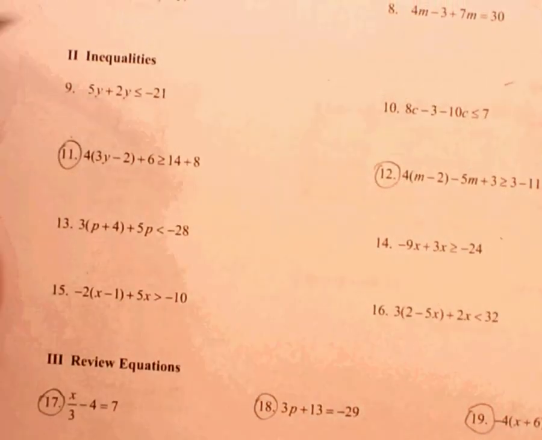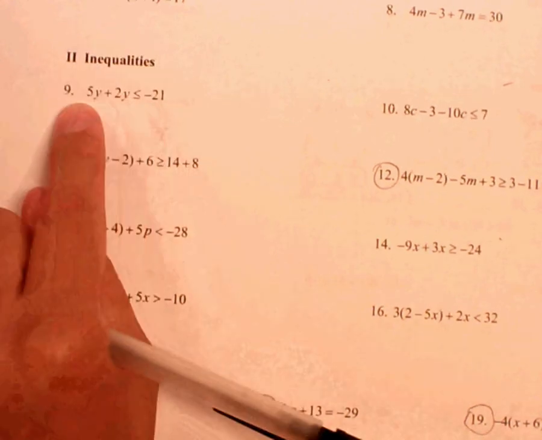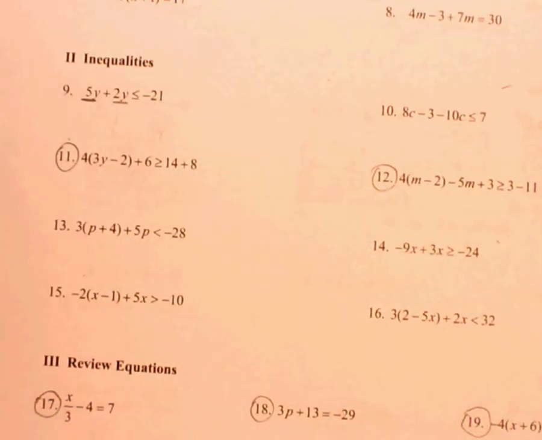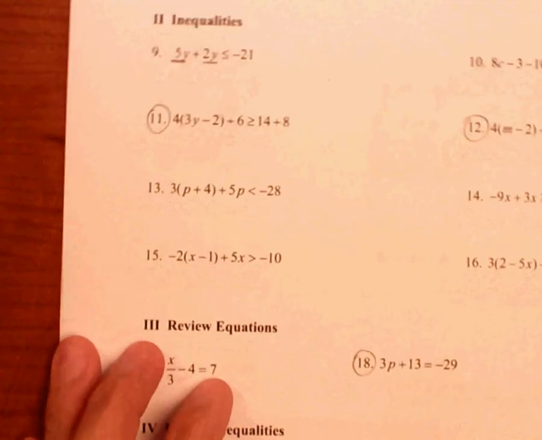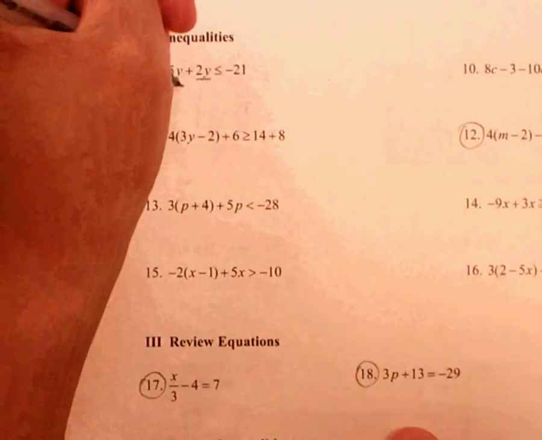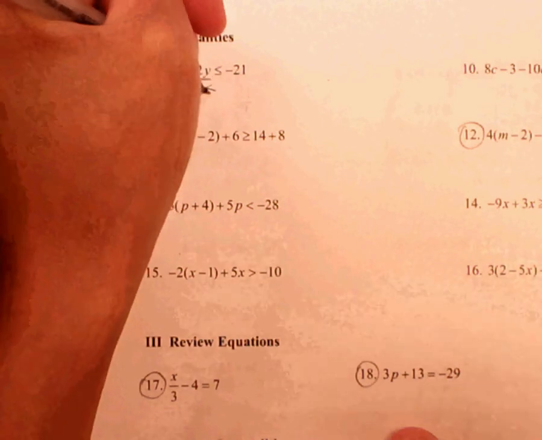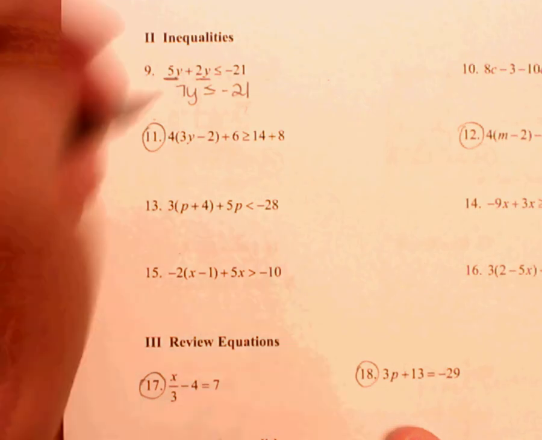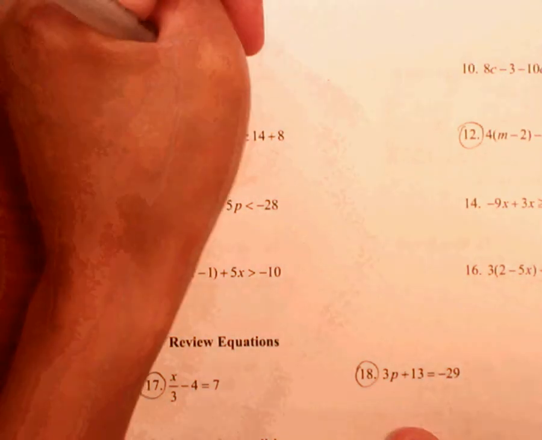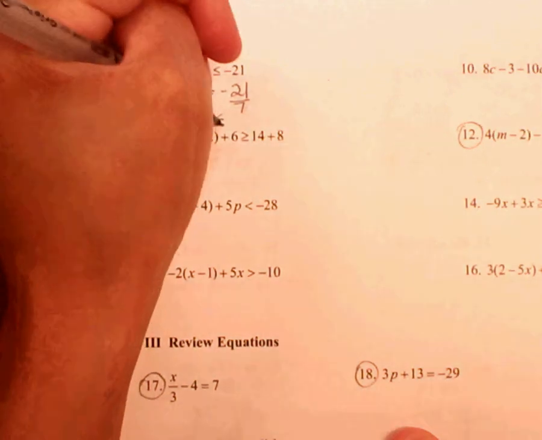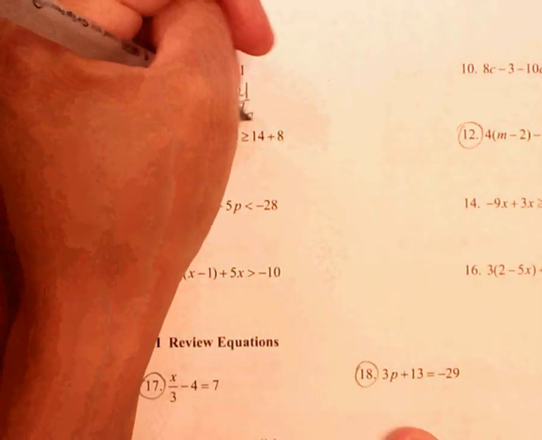Number 9, I'm going to work with you. We're working with inequalities now. But again, you have the left side of the inequality where these two variables are alike, so we can combine those like terms. So 5y plus 2y is 7y, less than or equal to -21. Divide both sides by 7. y is less than or equal to -3.